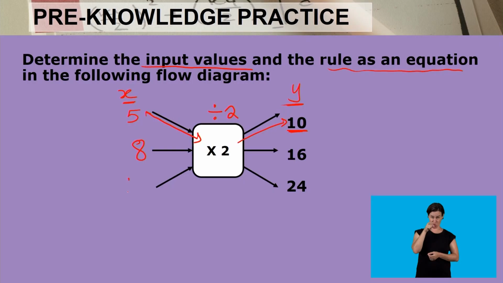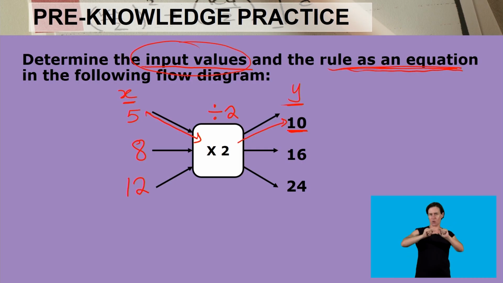Yes, if you are thinking of 12, then you are absolutely correct, because 12 multiplied by 2 is going to give us an answer of 24. So that was the first part of our question there. What about the second part of our question? It says we need to determine the rule as an equation.